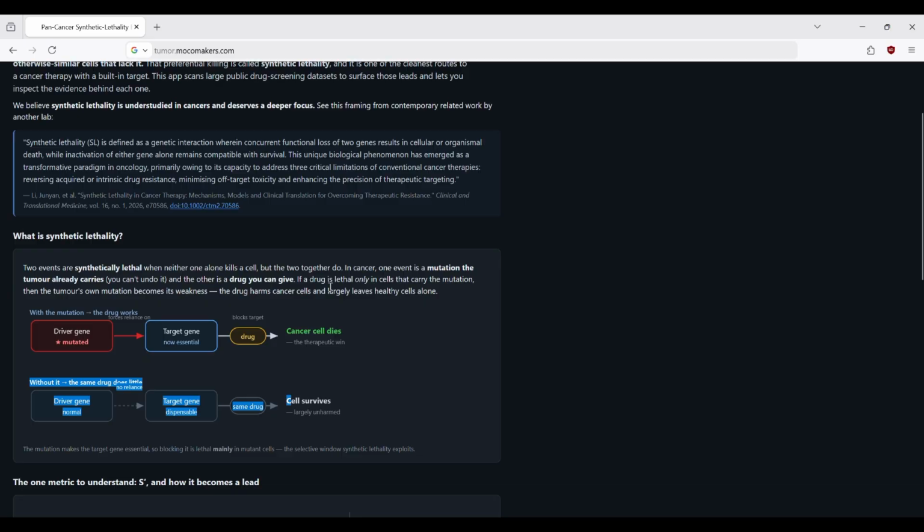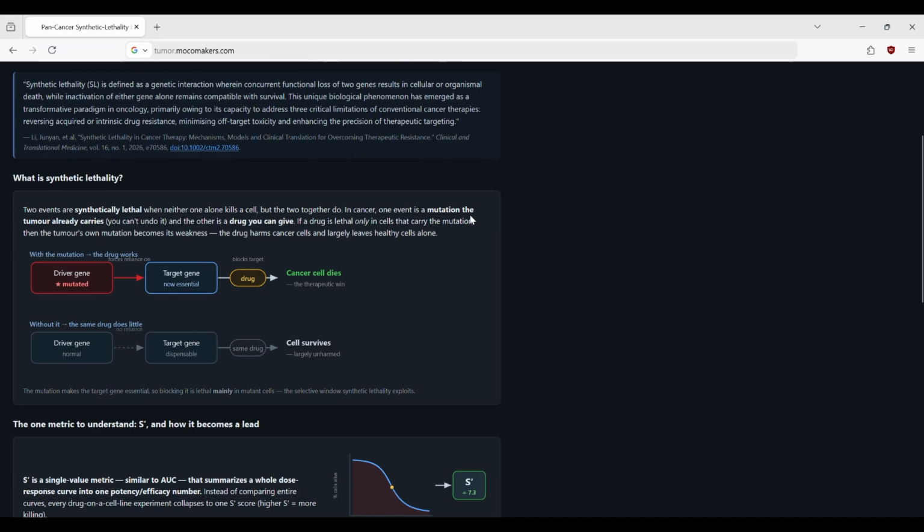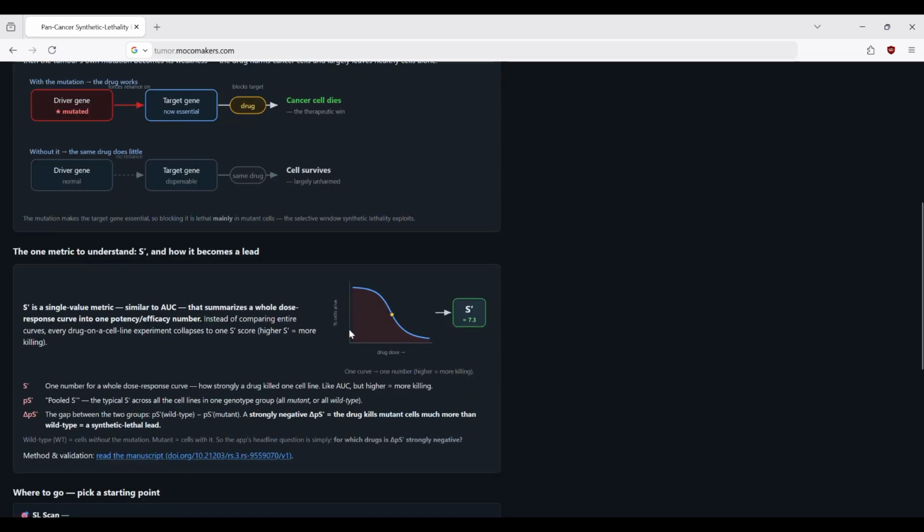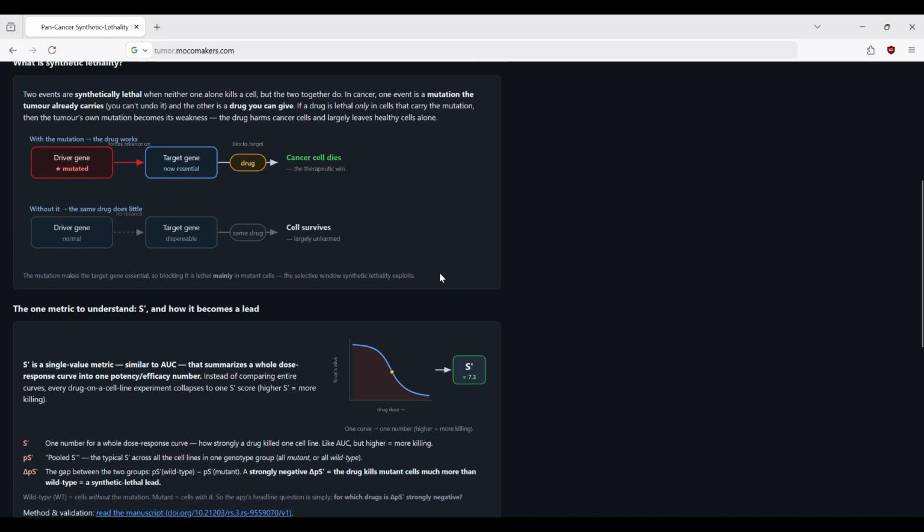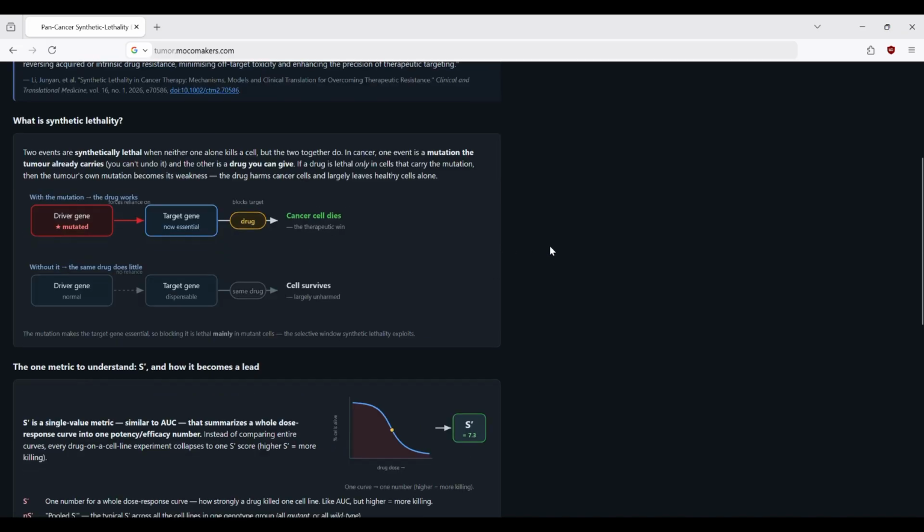So this is a very good class of cancer therapeutics, but it has historically been very hard to find because you need large data sets to be able to find these kind of pair relationships. The other concept that we're doing is we are taking conventional dose response data, the drug screening data, and we're collapsing it into a single value score called S prime, and that's just a convenient way to summarize overall drug response.